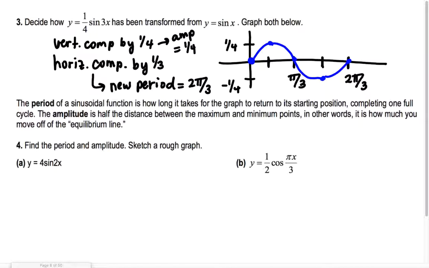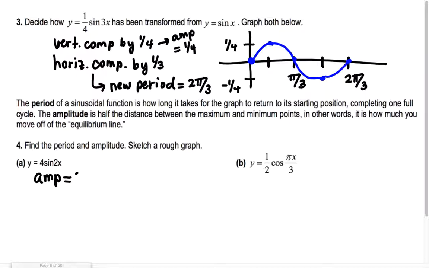All right, let's try these last two, and these will be the last ones for today. So find the period and the amplitude, sketch a rough graph. So these are pre-calc words. Period has to do with horizontal stretches and compressions. Amplitude has to do with how high or low it goes, right? So what do you guys think for amplitude? That's usually the easy one.